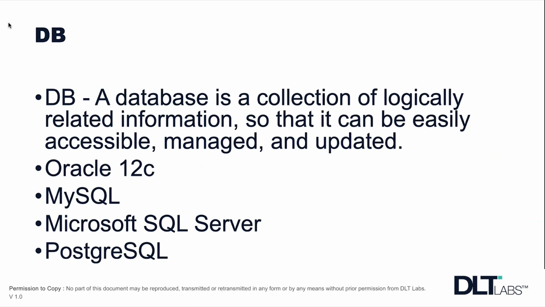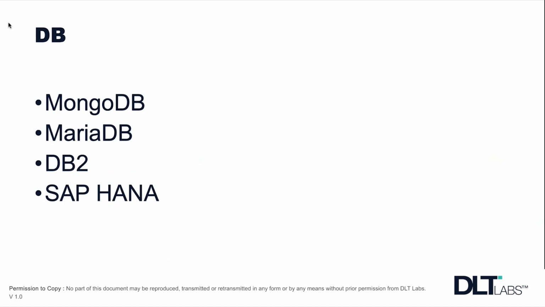So a database is a collection of logically related information so that it can be easily accessible, managed, and updated. There are a number of kinds of databases which can be used. For example, Oracle 12c, MySQL, Microsoft SQL Server, PostgreSQL, MongoDB, MariaDB, DB2, and SAP HANA. Most of the candidates from MEAN MERN, they are very much comfortable with MongoDB.